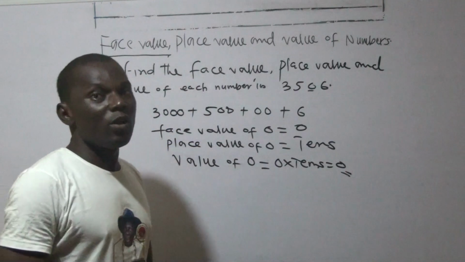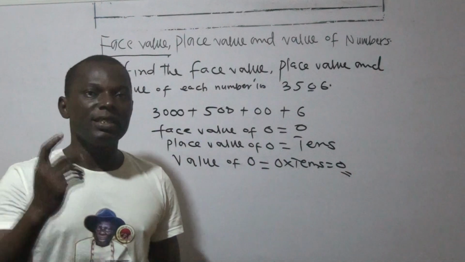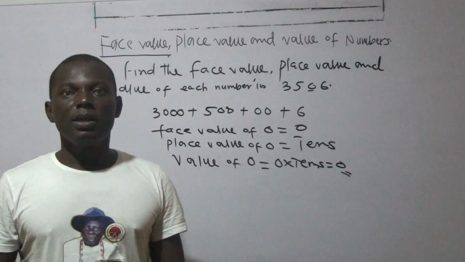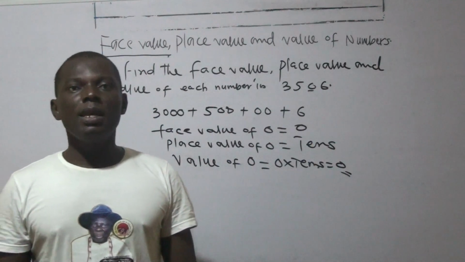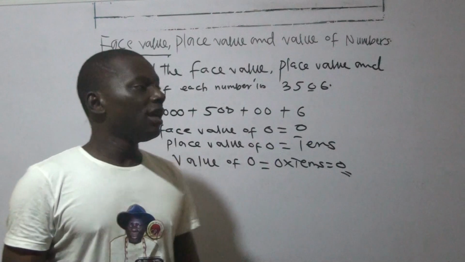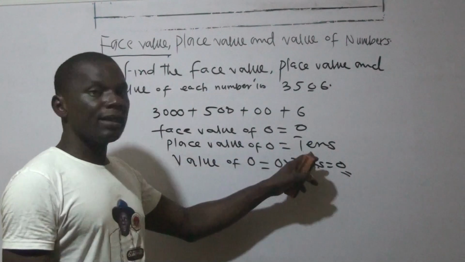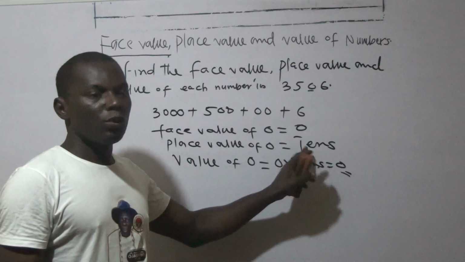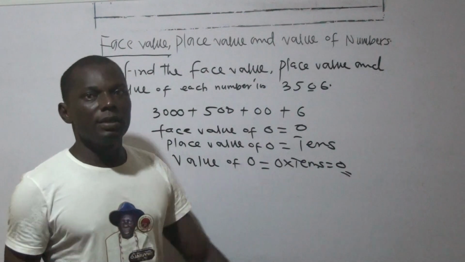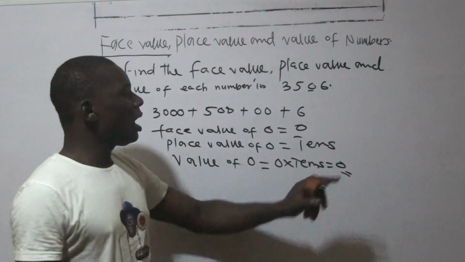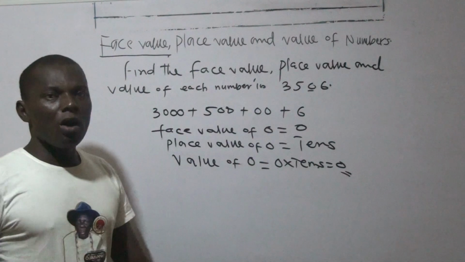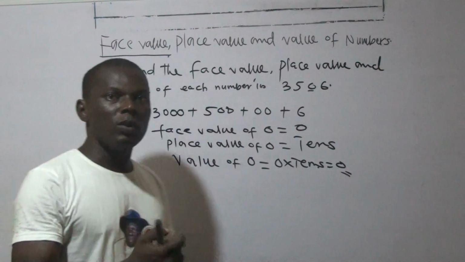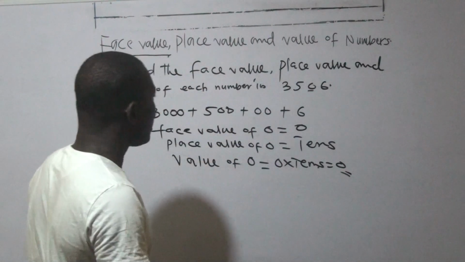So the value of 0 in any position is usually 0. The value of 0 is usually what? 0. But the place value is different; it is tens. The face value exists there, but when you say the value, it is always 0. That's the meaning of the value of a number. The value is the product of the face value times the place value.